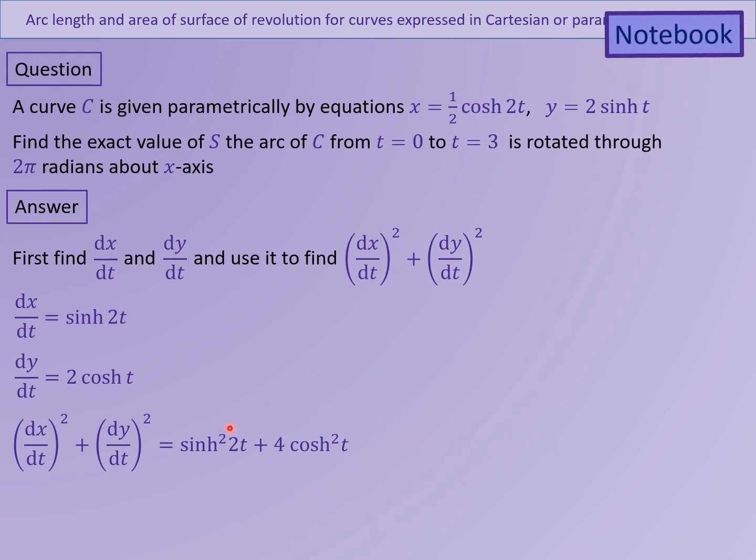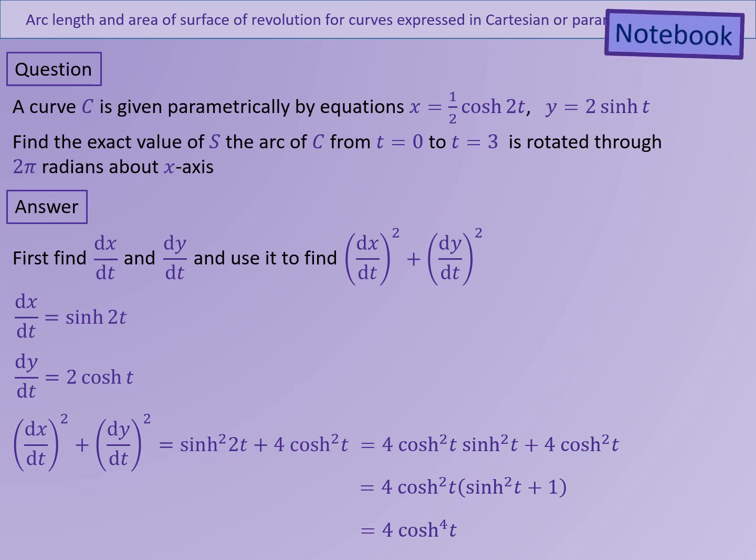I might want to play with them a bit more, and I'm more than happy just to have a play with those. What I'm going to do is change this bit here to single angles rather than a double angle there, and then hopefully I can do something with this bit to neaten it up. Now I can clearly see that I've got a 4 cosh squared t common in both. So I can pull out that 4 cosh squared t, and I end up with sinh squared t plus 1, which is, of course, cosh squared t. So that whole thing simplifies down to 4 cosh to the power 4 of t.